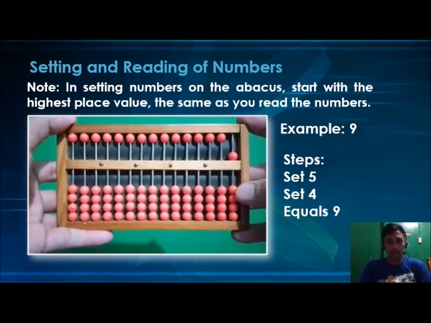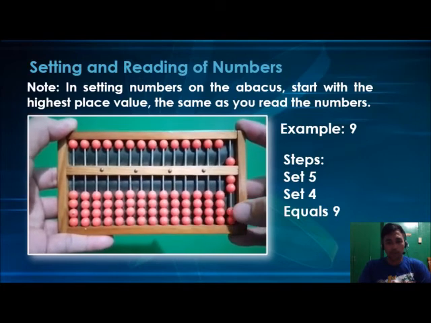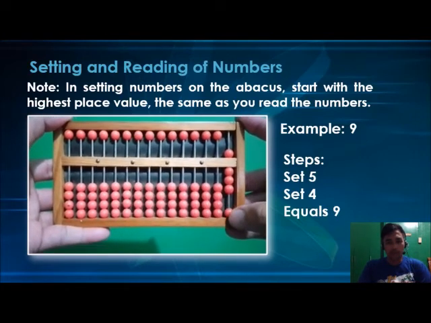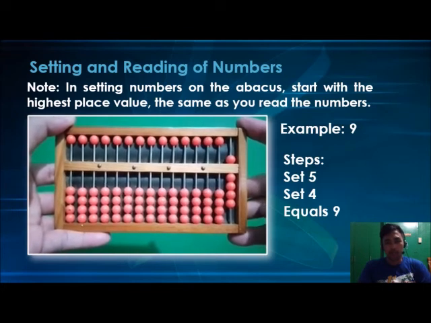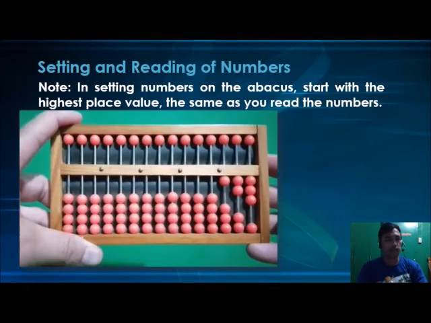Set 5, set 4: 1, 2, 3, 4, so equals 9. So, you read this as 9. Next example in setting and reading of numbers: 123. Our abacus is now set to 123. So, what are the steps?